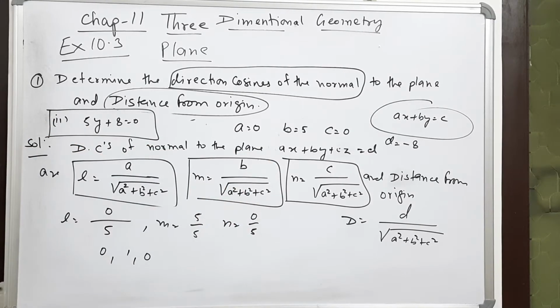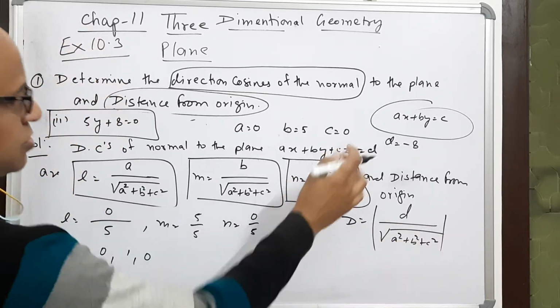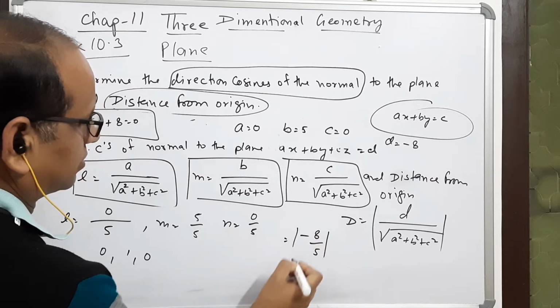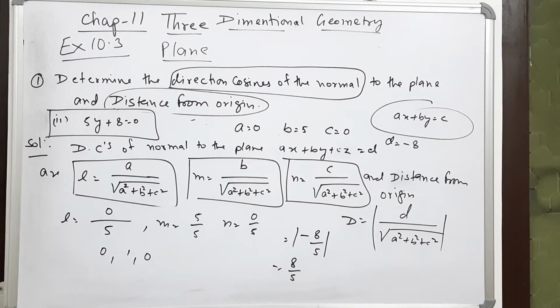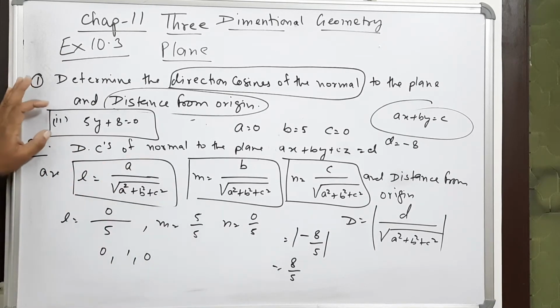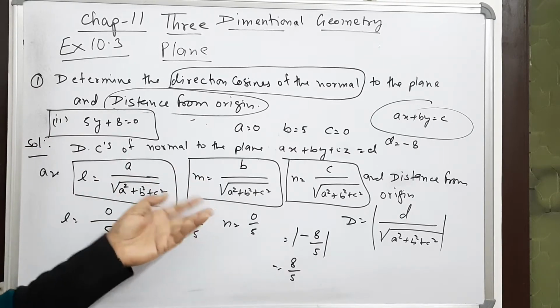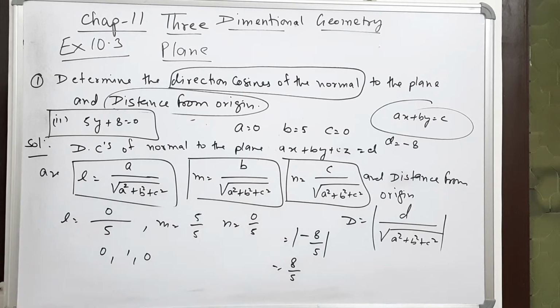And what will be the distance? The distance, you know, is an absolute quantity. So it is minus 8 upon 5. So the answer is 8 upon 5 units. In this way we can find it. I hope you all understood that if a plane is given, it can be asked as an objective also. If a plane is given, you can find the direction cosines of the normal and the distance of the plane from the origin. Next problem.